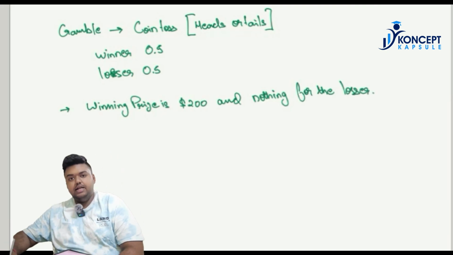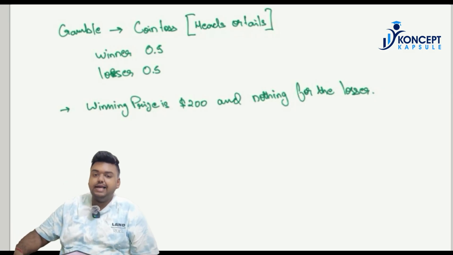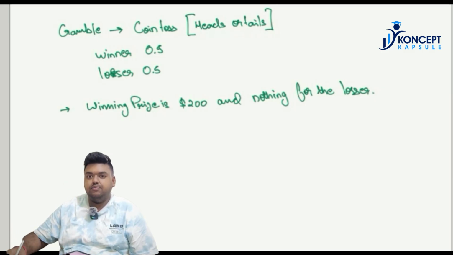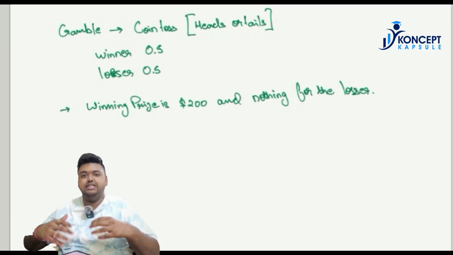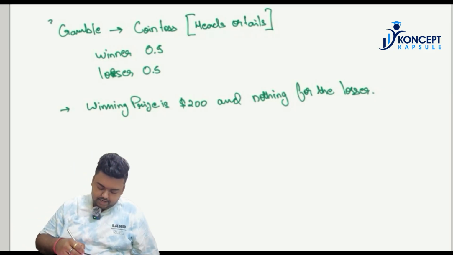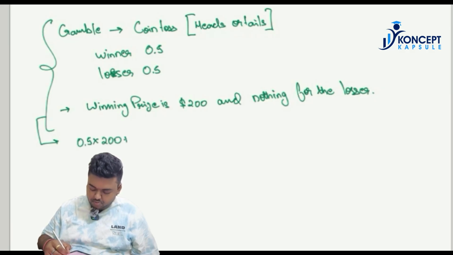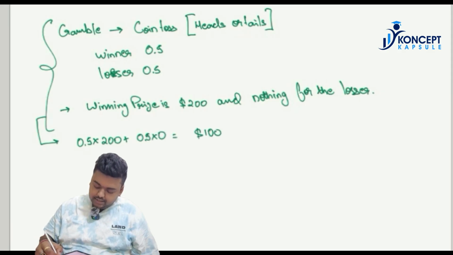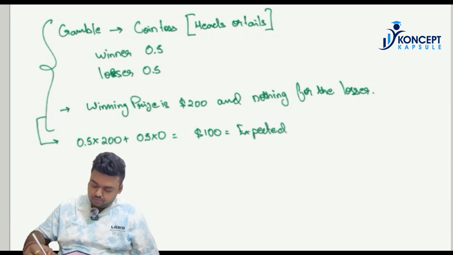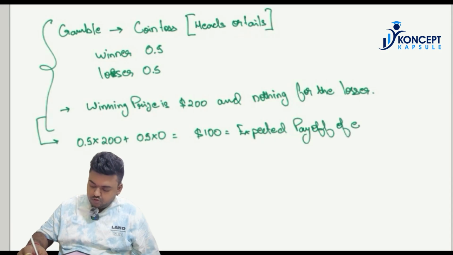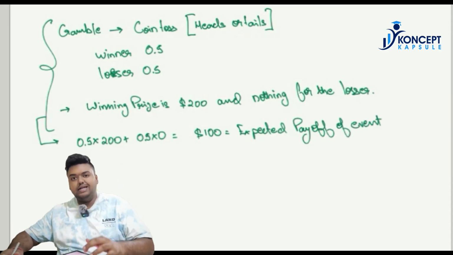So we have already done in the binomial model what will be the expected payoff for this event. We have already understood the concept of expected payoff. So what is the expected payoff for this event? The expected payoff for this event will be probability of winning times the winnings plus probability of losing times the losings, which is $100. It is the expected payoff of the event. Yes or no? Okay. So till now we understand this example.